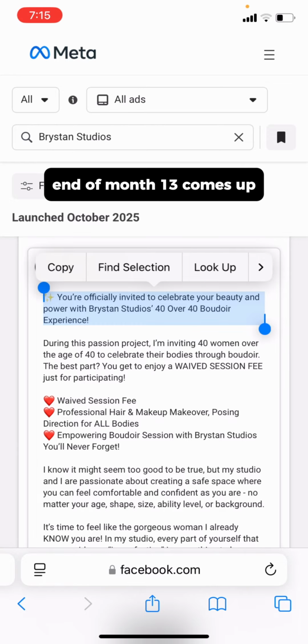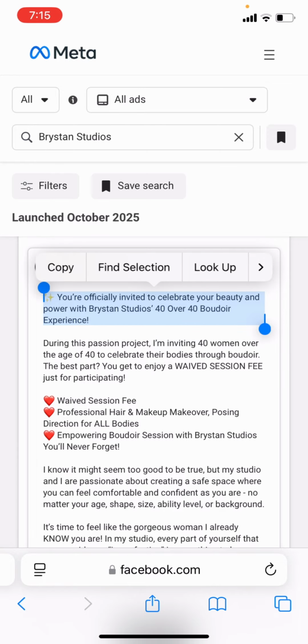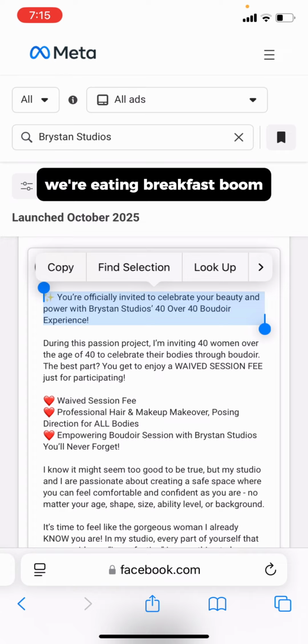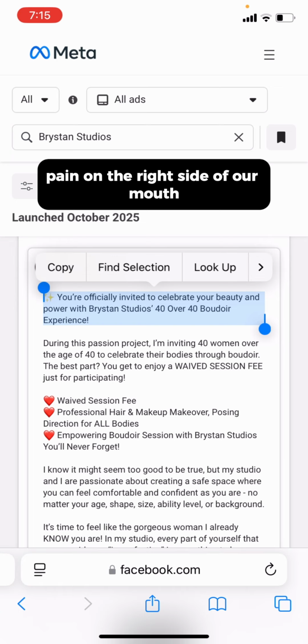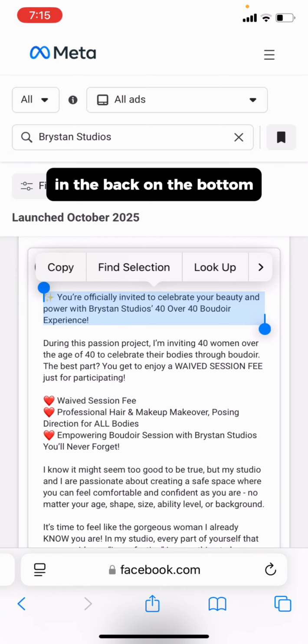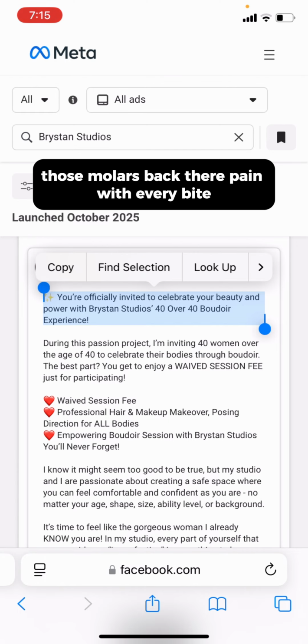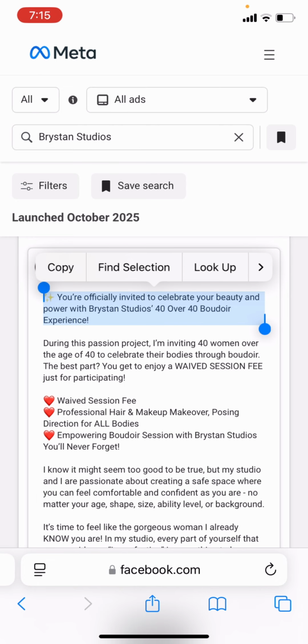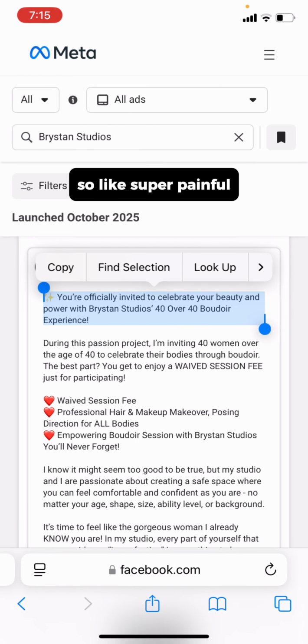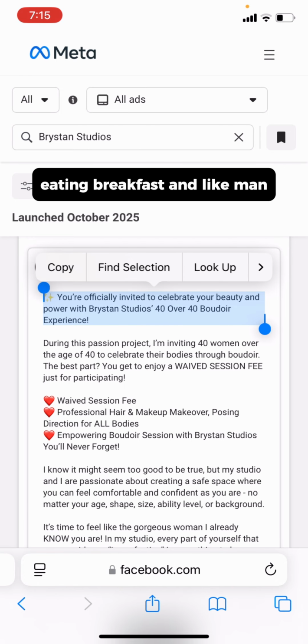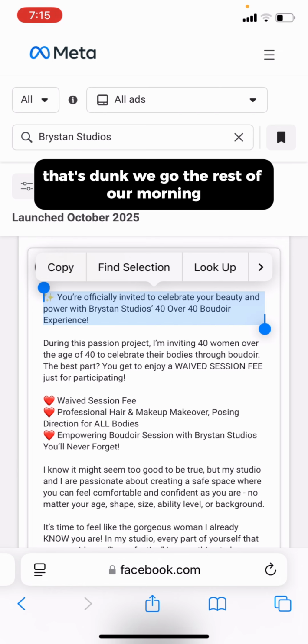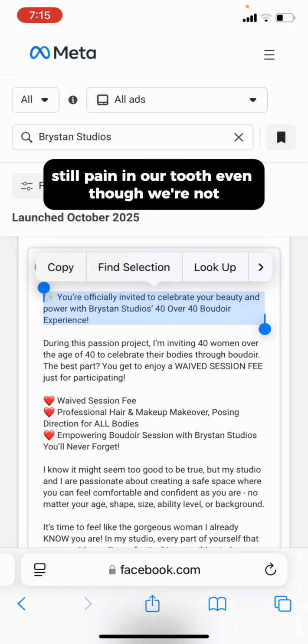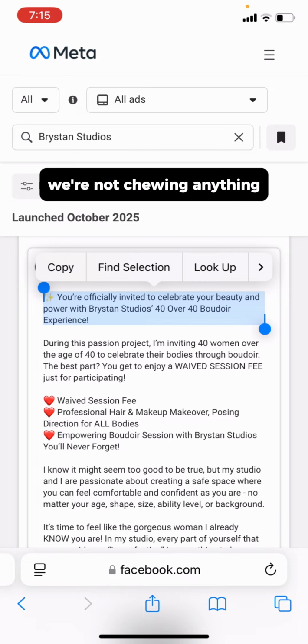However, end of month 13 comes up. We're eating breakfast. Boom, pain on the right side of our mouth, in the back, on the bottom. Those molars back there, pain with every bite. Pain, every bite. So super painful eating breakfast. And man, that stunk. We go the rest of our morning still with pain in our tooth, even though we're not chewing anything.